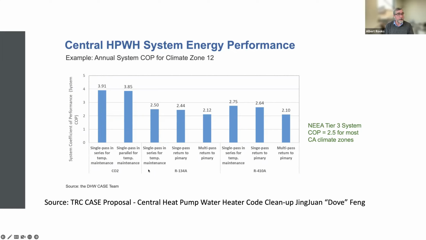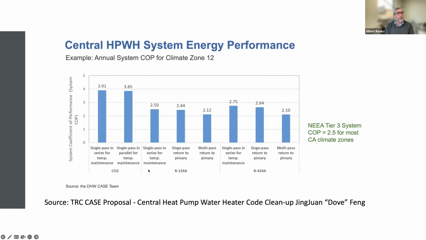Single family building, multifamily building, just anytime you want to add 100 degrees Fahrenheit or more onto incoming cold water, CO2 is the trick. So single pass in series for temperature maintenance, 3.91. And if that temperature maintenance tank goes away and we start losing the stratification, that 3.91 is going to go down a lot. That's why we're doing that temperature maintenance tank.